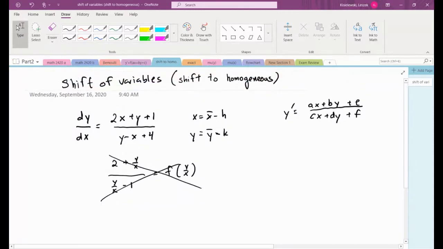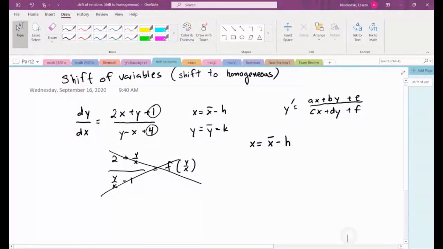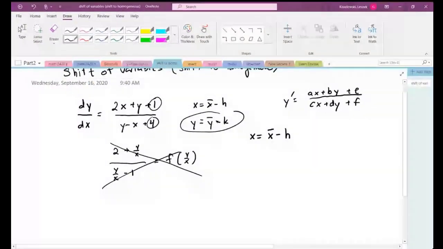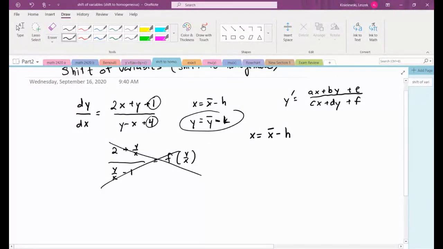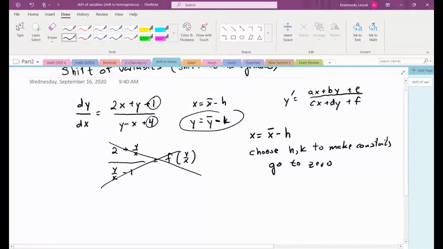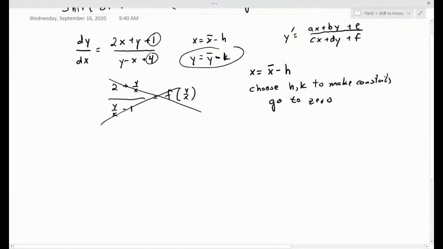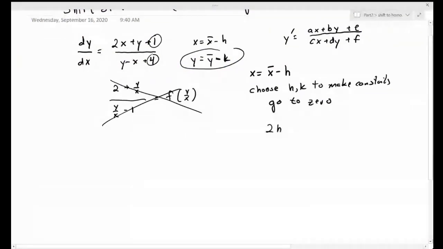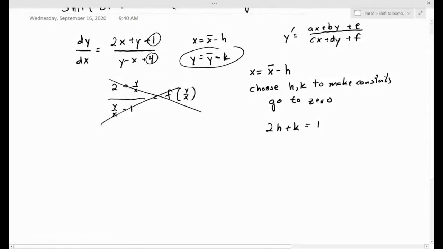Okay. So what we're going to do is simply shift our coordinate system, so as to make these constants go away. So we're going to assume that the original variable x is a new variable x bar minus some shift h. And y would be a new variable y bar minus some shift k. You can use plus as well. And we're going to choose h and k so as to make the constants go to 0. To figure out what that is, you're essentially going to be solving this system.